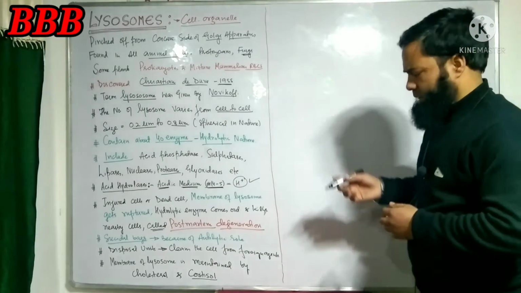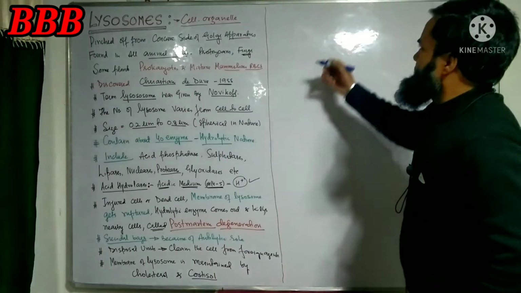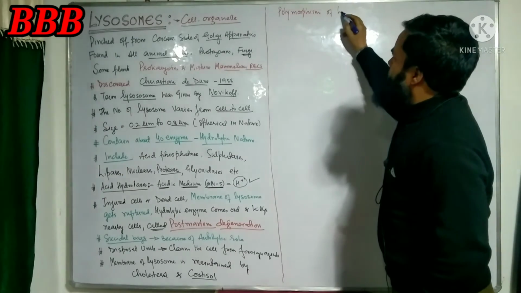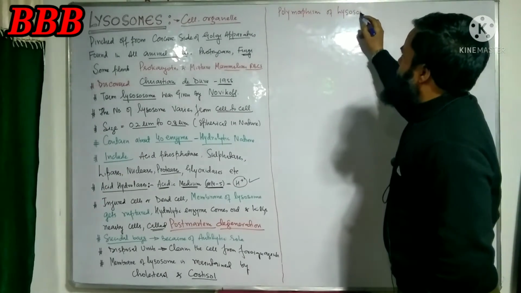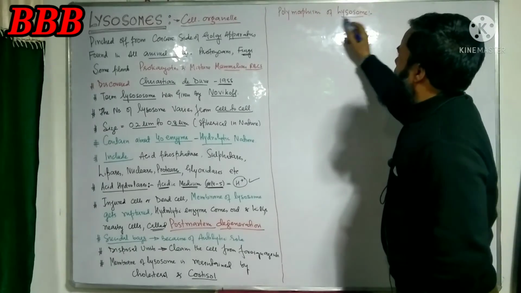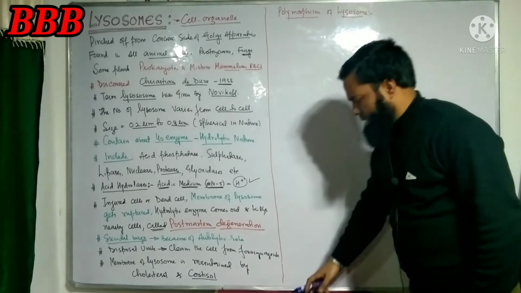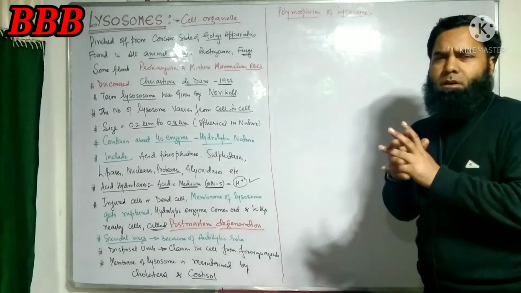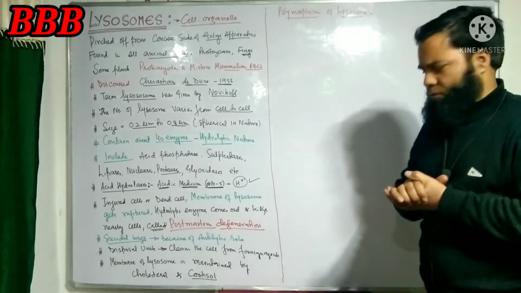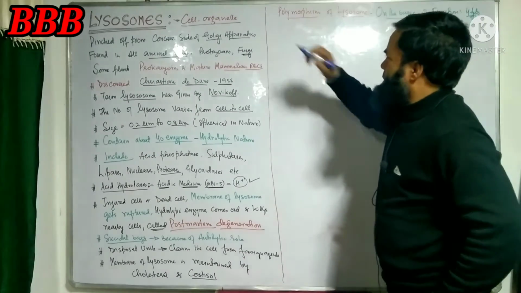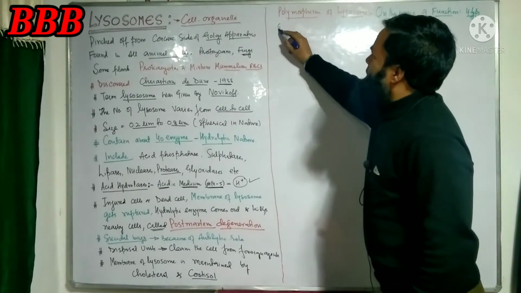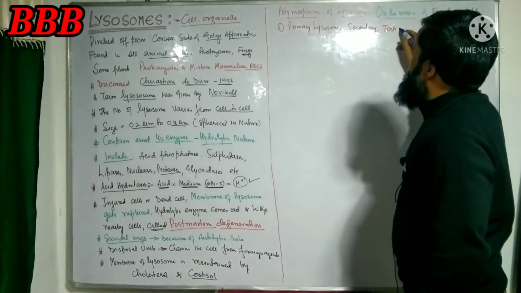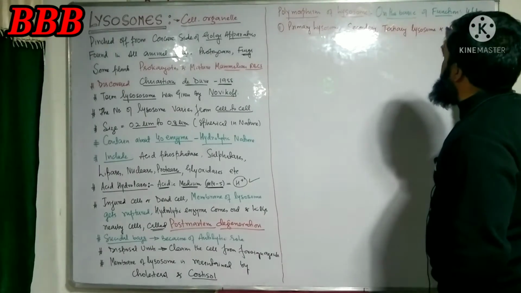Another part of this topic is called polymorphism of lysosome. Lysosome shows polymorphism, which means lysosomes show many morphological shapes. On the basis of function, the lysosomes are of 4 types: primary lysosome, secondary lysosome, tertiary lysosome, and autophagy.